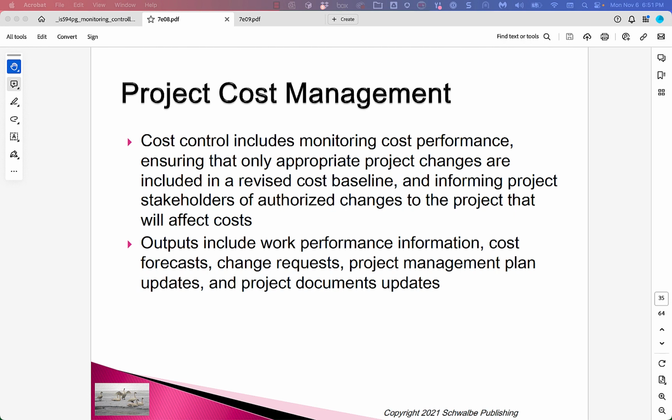So, cost control includes monitoring cost performance, ensuring that only appropriate project changes are included in a revised cost baseline, and informing project stakeholders of authorized changes to the project that will affect costs. Outputs include work performance information, cost forecasts, change requests, project management plan updates, and project document updates.